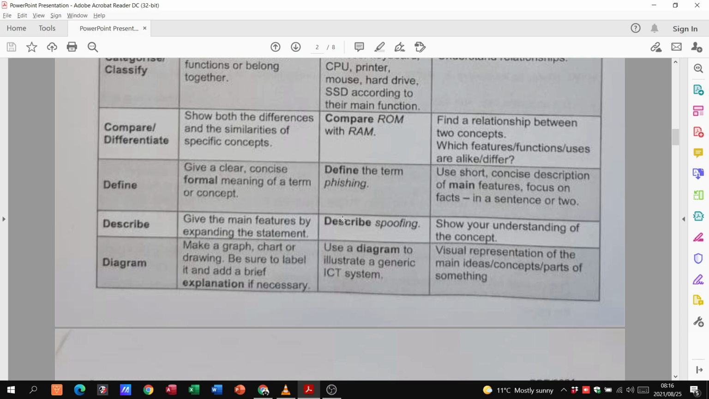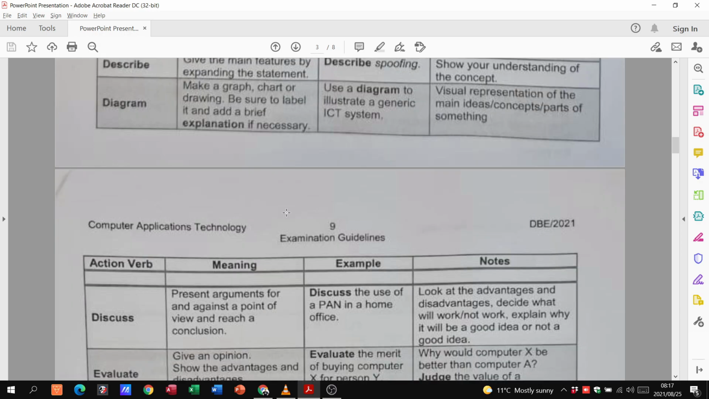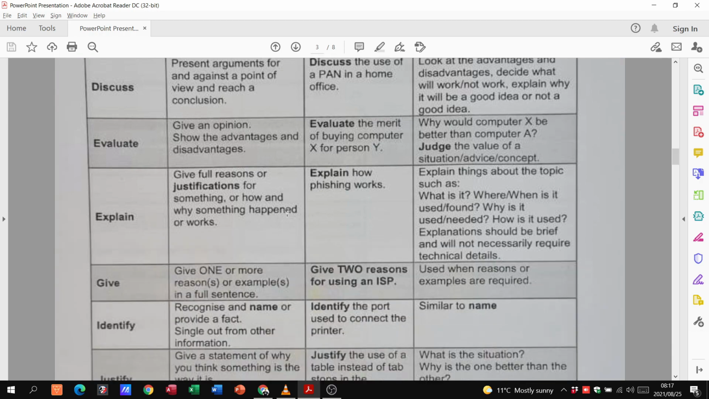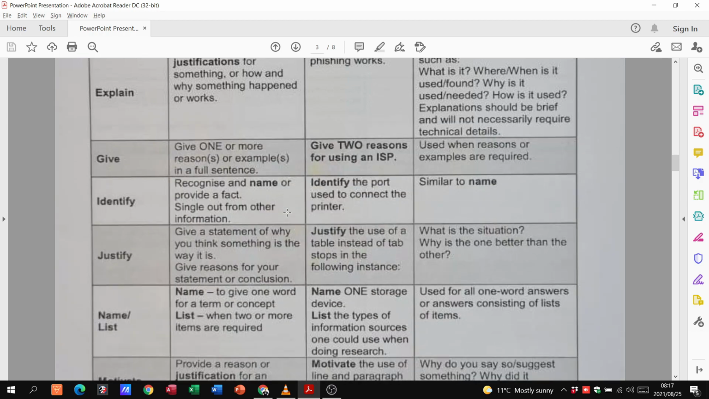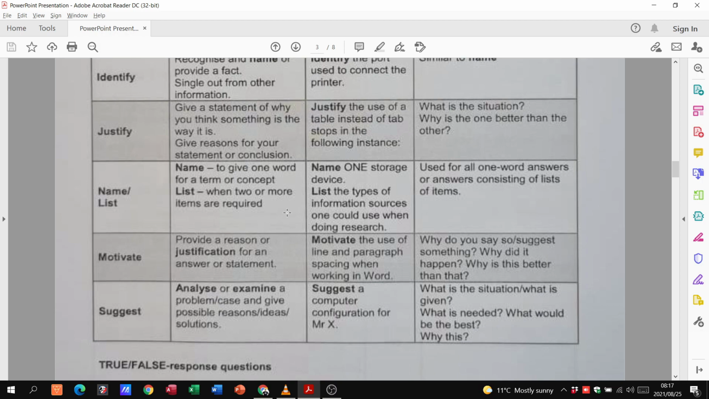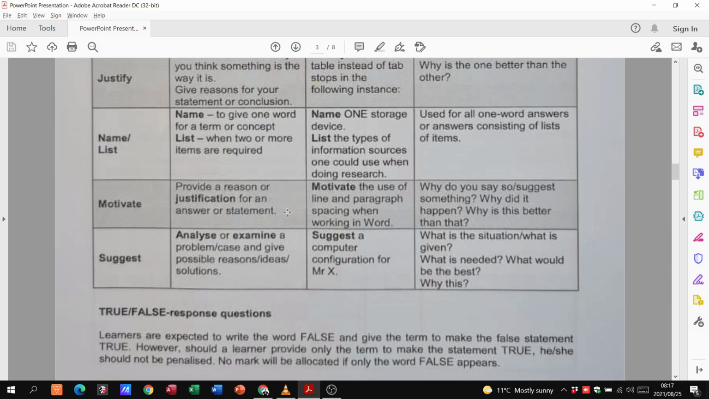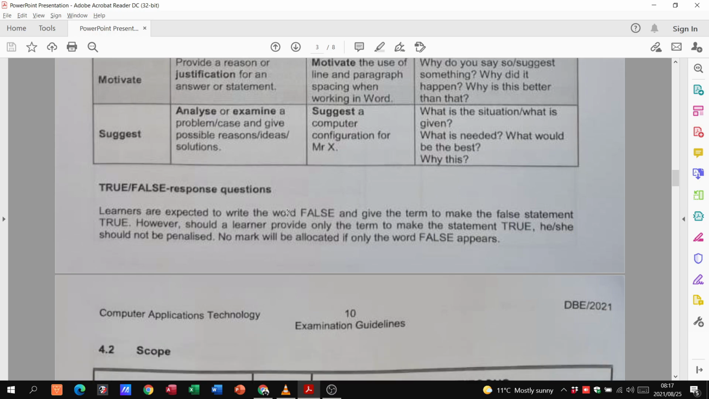However, if you are asked to describe, you are going to give the main features by expanding the statement. So now you're not just going to say what spoofing is, but you might give an example, how it affects people, etc. Okay. You can see there are two tables of all of those things. So please do go through that. When you are asked those questions using those terms, you do understand what they need from you.